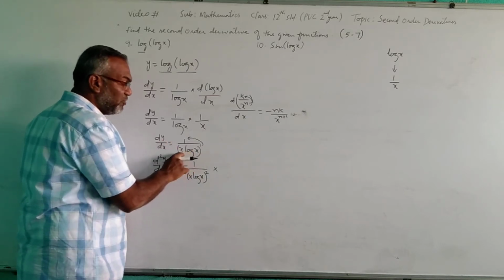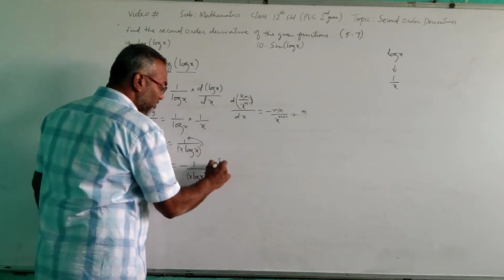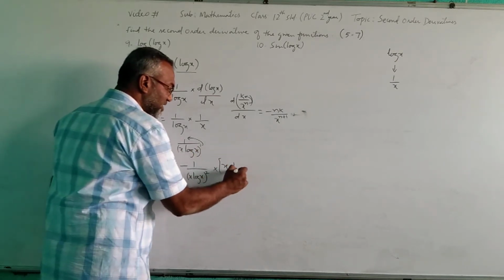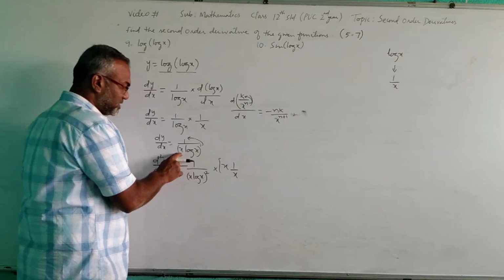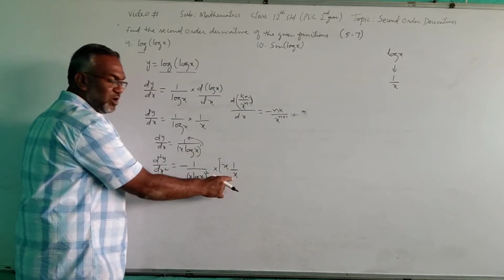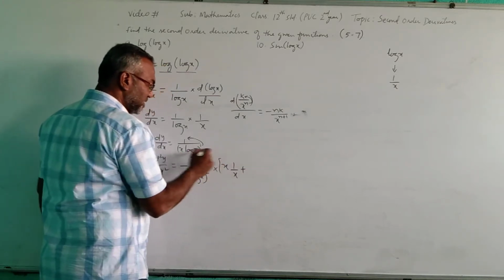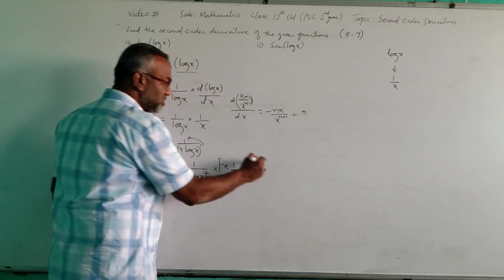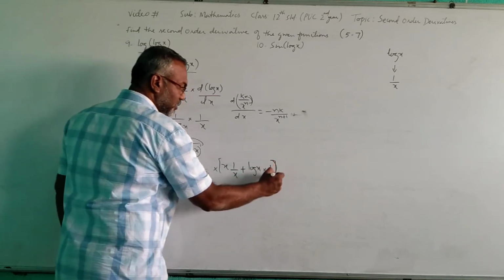And this is in uv form, u into v. So it will become first function as it is, differentiation of second, that is 1 by x. First x as it is, differentiation of log x is 1 by x, plus second function log x as it is, into differentiation of first, differentiation of x is 1.